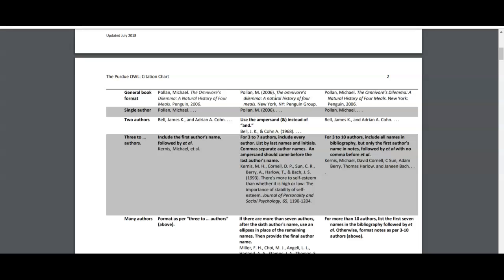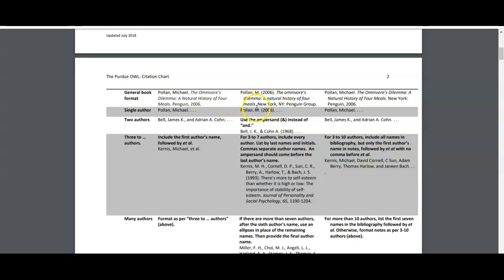The title of the work is The Omnivore's Dilemma, A Natural History of Four Meals. You can see that the title of a book is italicized. The first letter is capitalized. If there were any proper nouns within the title, those would also be capitalized. And the first letter after the colon is capitalized. Everything else is lowercase. And that contradicts a lot of what we learned previously. Like, for example, when we learned MLA, we capitalized all the important words. That is not the case in APA.